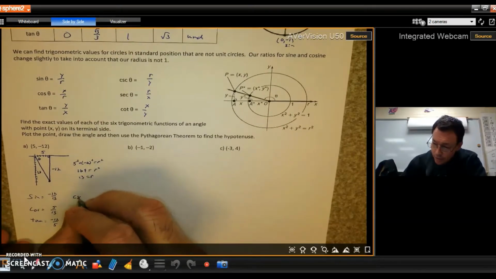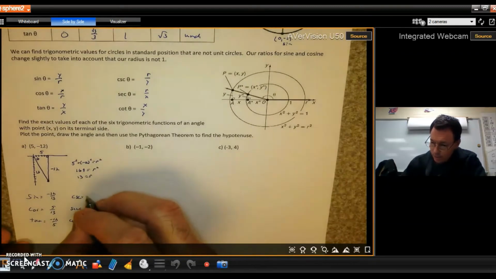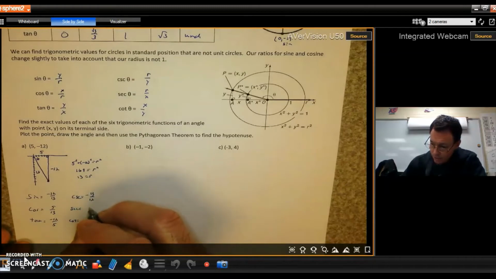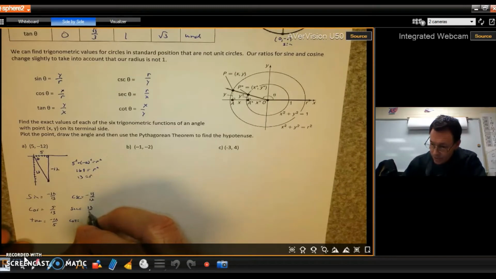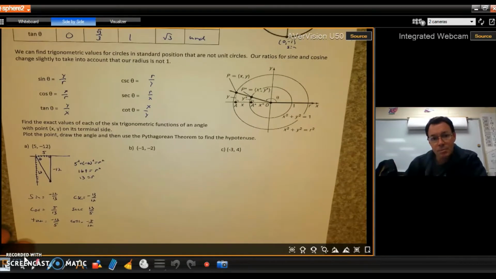If I wanted to know the cosecant, the secant, and the cotangent, I'm just going to take those three numbers and flip them. So this is negative 13/12, positive 13/5, and then negative 5/12. That's it. You're done. How about B?